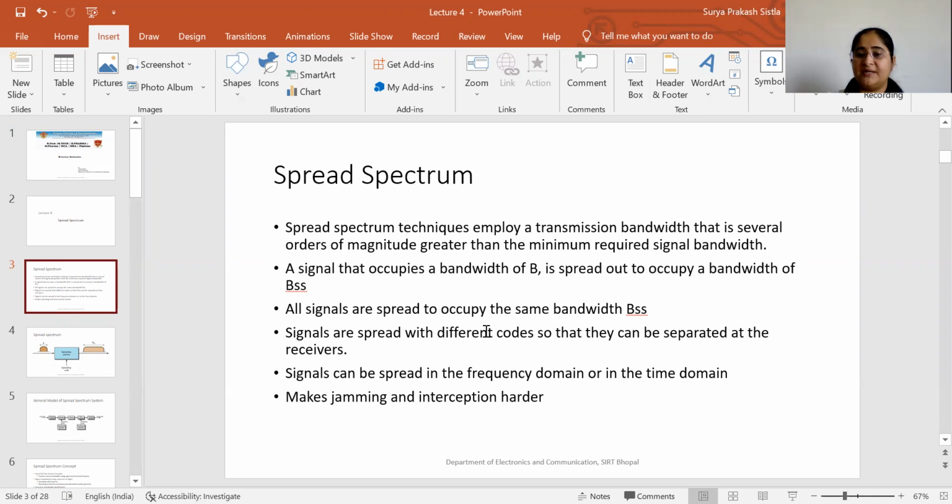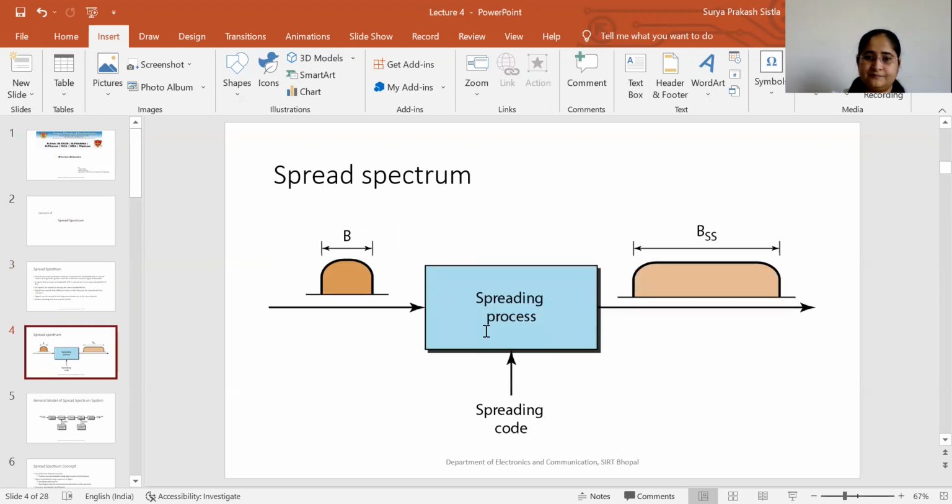Another important feature of the spread spectrum technique is that it can be spread in the time domain as well as in the frequency domain. The prime feature of the spread spectrum technique is that it provides very high security against jamming and interception. This is the baseline concept of the spread spectrum technique.